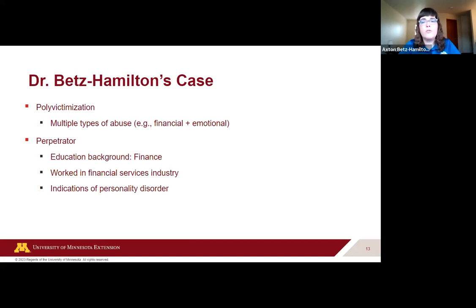She worked in the financial services industry, and there were some pretty clear indications of a personality disorder after it was discovered she was the offender. And of course, I didn't discover who the offender was until after she passed away. So there was no holding her accountable through the court system or confronting her.